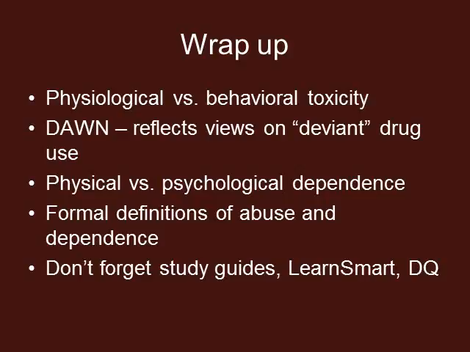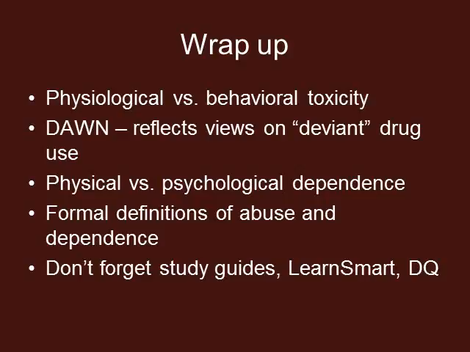So wrapping up today, our lecture on Chapter 2, we've talked first about physiological versus behavioral toxicity, so the dangerous effects of taking a drug that are related to the actual changes in the body, such as suppressing respiration, or behavioral choices, such as being in a car accident while driving under the influence of alcohol. We talked about DAWN, or the Drug Abuse Warning Network, and how it reflects mostly our views on deviant drug use. So drugs that are more socially acceptable, such as alcohol or nicotine, don't get reported through the system.